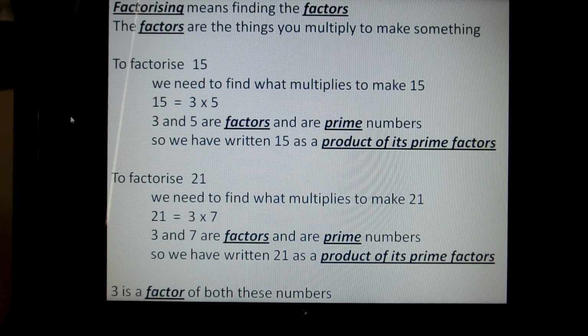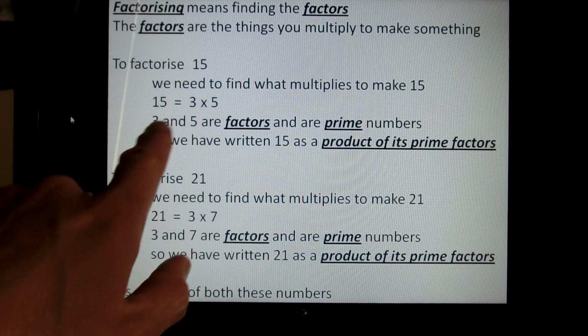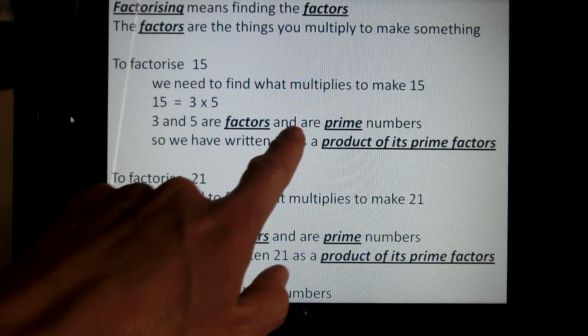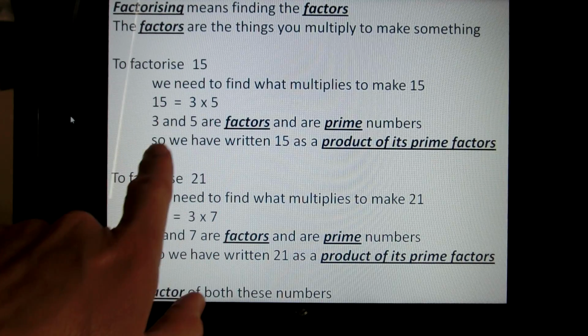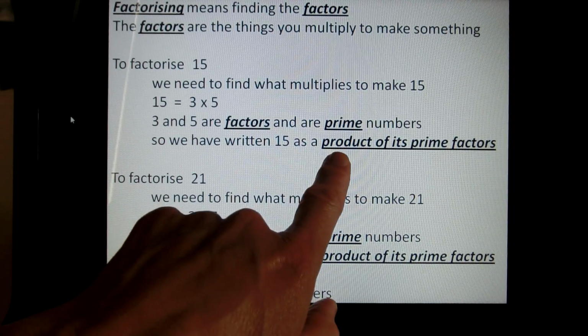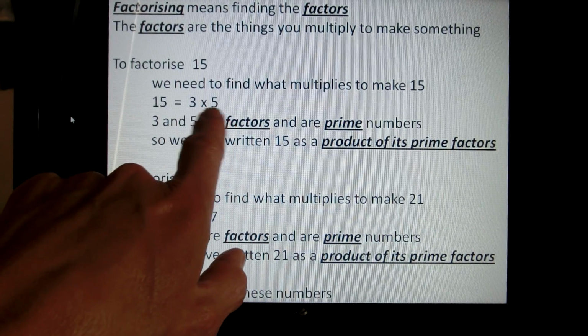Now, factorizing. Factorizing means finding the factors. And the factors are the things you multiply to make something. So to factorize 15, we need to find what multiplies to make 15. So 15 is 3 times 5. 3 and 5 are the factors, and as it happens, they're also prime numbers. So what we've done up here is we have written 15 as a product of its prime factors, because they're factors and they're prime numbers.